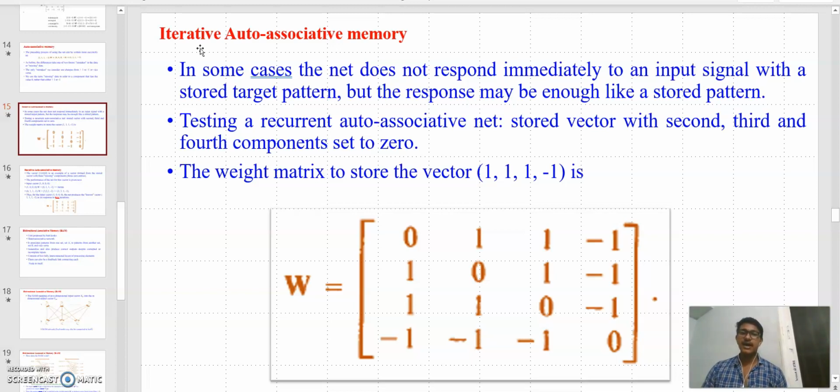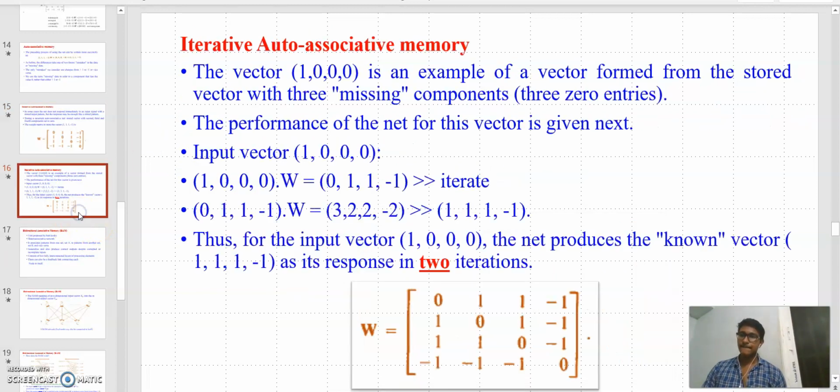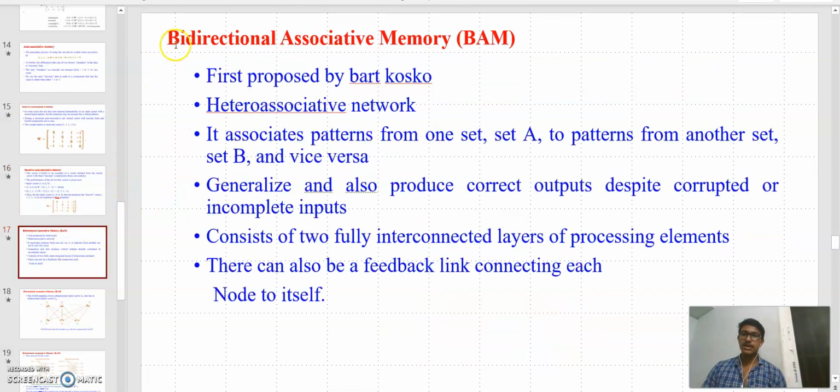Testing a recurrent auto-associative net stored vector with second, third, and fourth components set to 0. The weight matrix to store the vector is given like this. Iterative auto-association memory: this is a basic example.